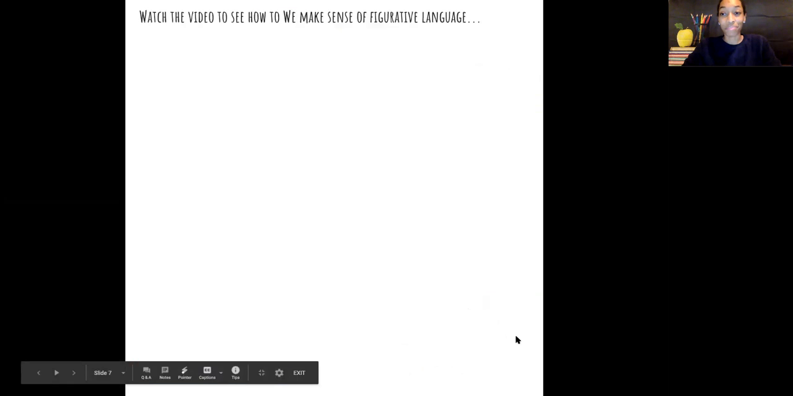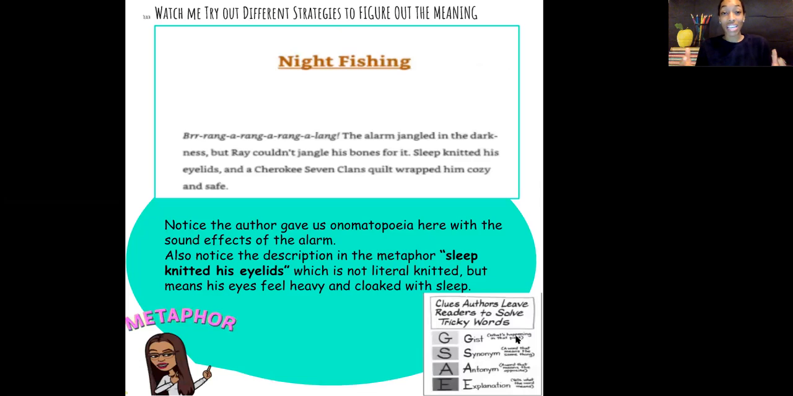Okay, are you ready? Watch as I read this part of Indian Shoes. We're reading the short story Night Fishing. So look at this part and notice how I use the clues that the author leaves to help me figure out this figurative language that's used.